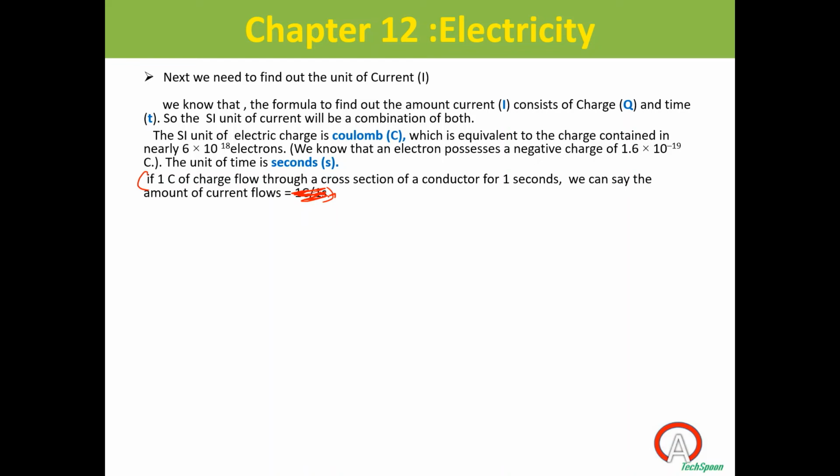We can say that the amount of current flowing through that cross section is 1 ampere. If 1 coulomb charge flowing through a cross section of a conductor for 1 second, then we can say that the amount of current flowing through that cross section is 1 ampere. We can write 1 ampere is equal to 1 coulomb by 1 second. After writing the statement, write down this also. 1 ampere is equal to 1 coulomb by 1 second.